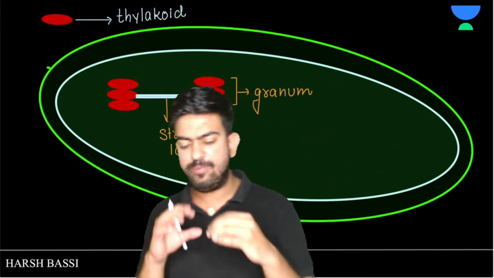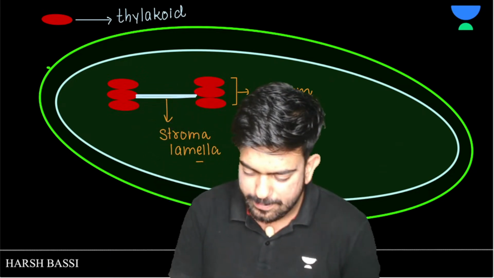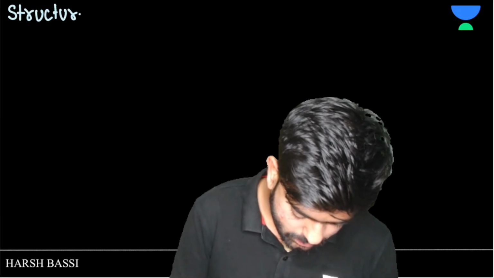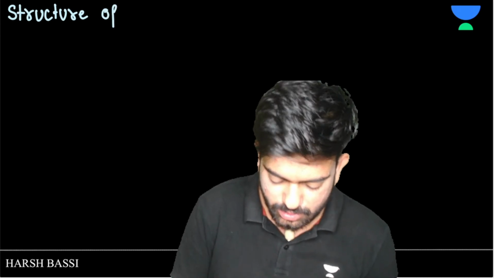First of all, I have made a basic diagram, but before coming to it, I'll make you understand how we can make this kind of diagram, and what the parts of this chloroplast are. We will come to this diagram, don't worry. First of all, let us draw a very simple diagram. Clear? Okay, great. Now, the structure of chloroplast.